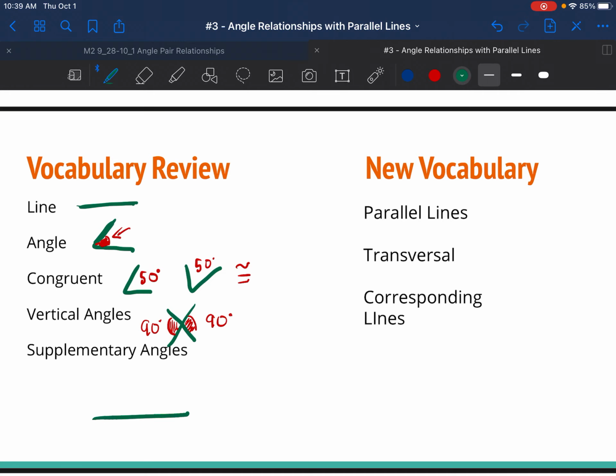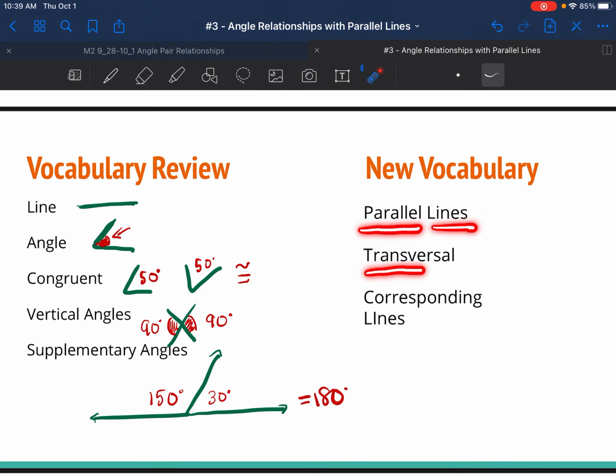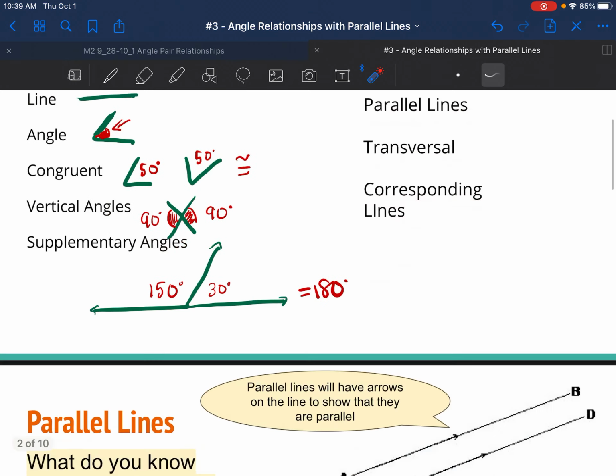Supplementary angles are when I have two angles and they always equal 180 degrees. So I might have 150, which means the other angle will be 30. Today we're going to learn three new words: parallel lines, transversal, and corresponding lines.